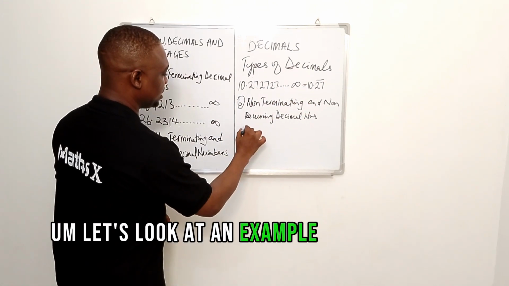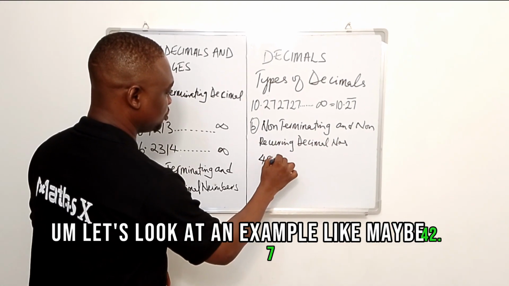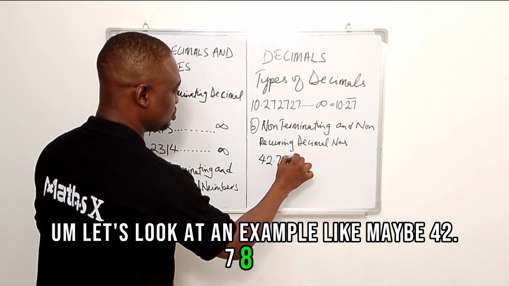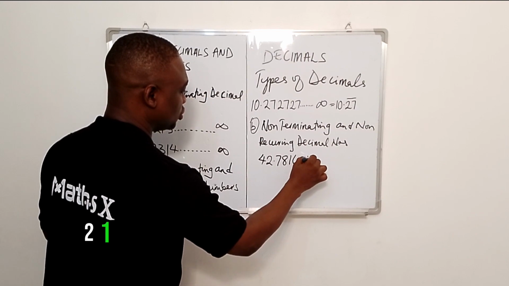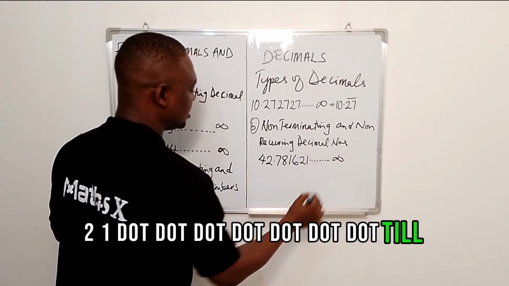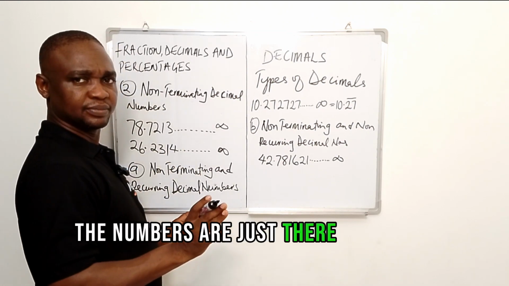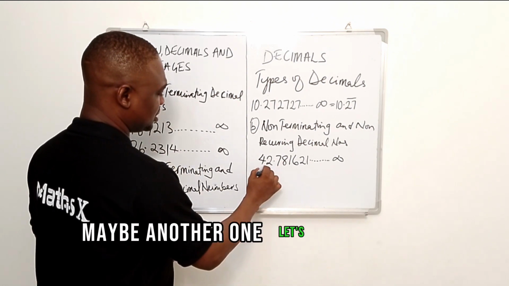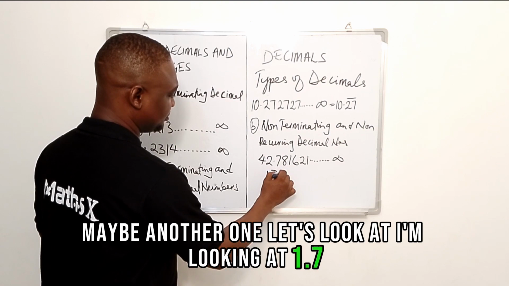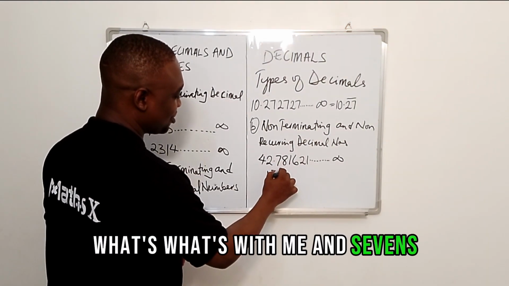Let's look at an example like maybe 42.781621 dot dot dot till infinity. So they follow no specific pattern. The numbers are just there. When you divide, maybe another one, I'm looking at 1.7. What's with me and sevens?